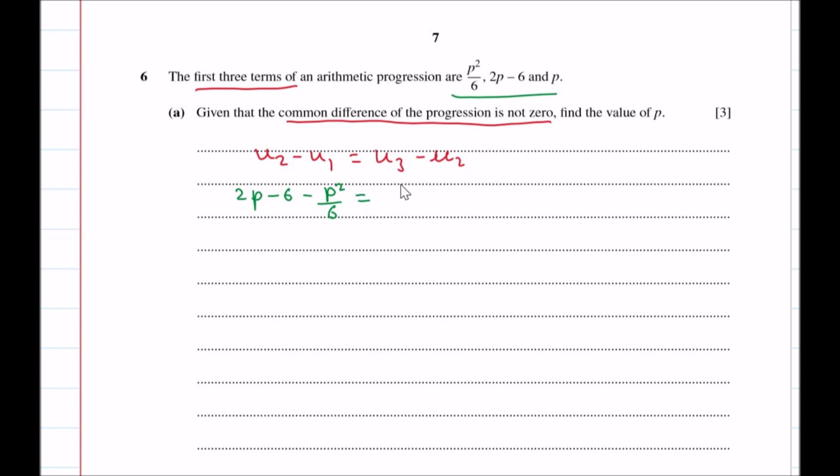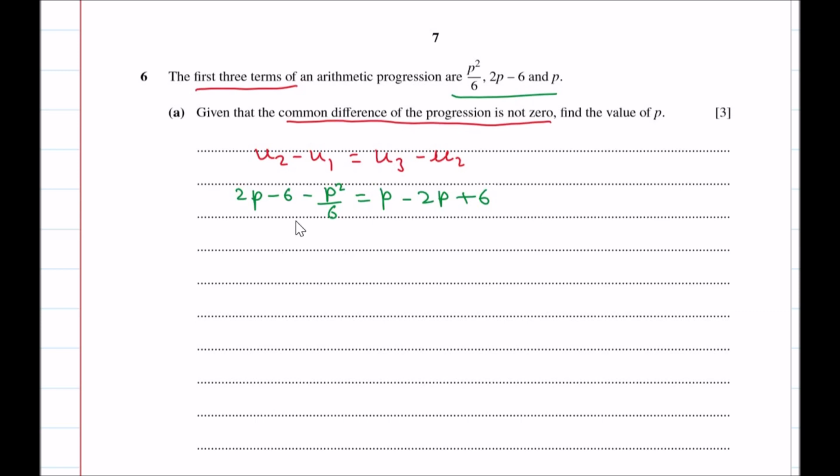u3, that means term 3. So term 3 is p, minus, we have 2p minus 6, that is the second term. So 2p and minus 6 there, so minus this, because of this minus it becomes plus 6. Okay, you have to be very careful with the sign here. Now we got this.